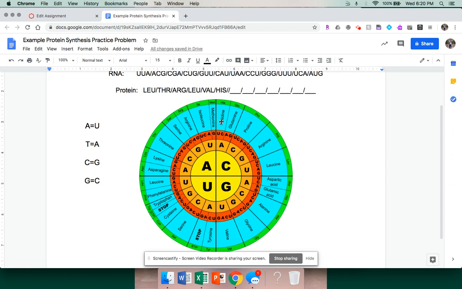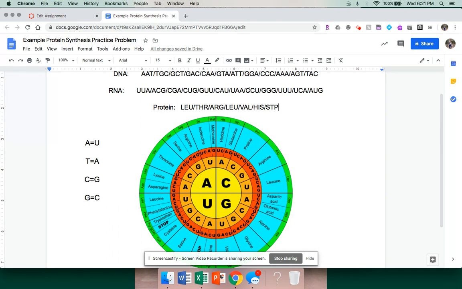Now we've got UAA, UAA. Now this is very interesting. Notice it says stop. So I'm going to type that in, and then I'm going to highlight all of this and delete it. Because stop literally means stop. You've reached the end of the protein sequence, and that is the point when the protein would be completed, and that is the end of making that protein. So even though there were other RNA sequences after that, that is the point where I stop.